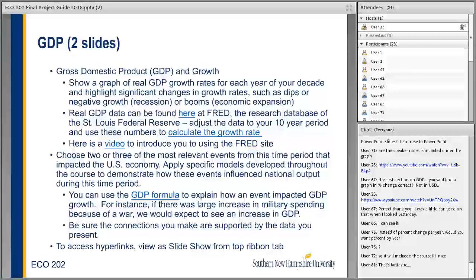If you see, like on the GDP slide, there's some links. It says real GDP data can be found here. If you click on those links, it will take you to the FRED website, and then you can do your research. You can use the numbers to calculate the growth rates. There's a link to the growth rates and how you calculate them. You can also use the resources available in my Econ Lab.